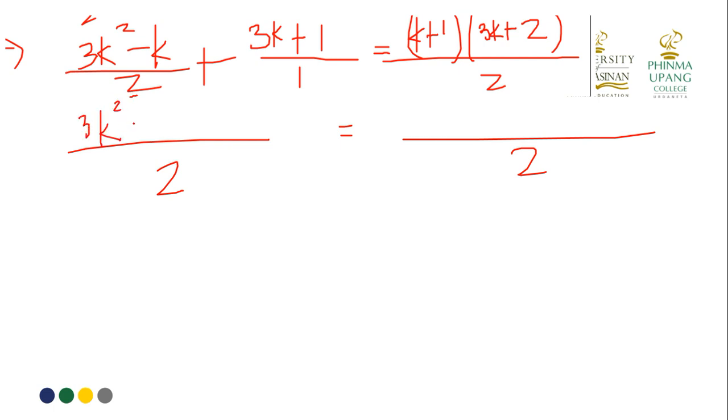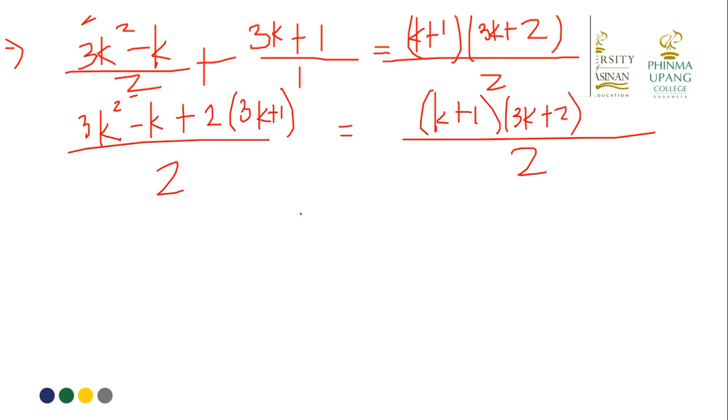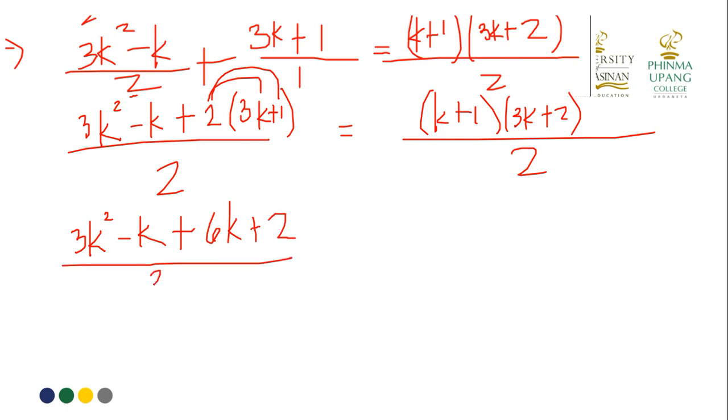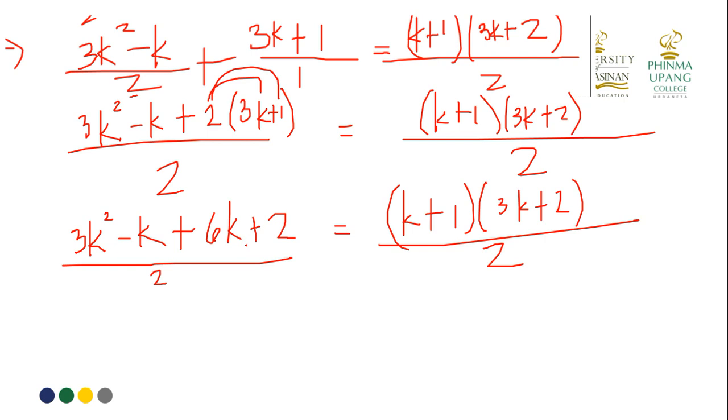3k squared minus k plus what is 2 times 1? 2. Then copy 3k plus 1. Just copy k plus 1. Then 3k plus 2. Next, what is 3? Copy 3k minus k plus what is 2 times 3k? 6k. Then 2 times 1 is 2. Plus 1. Then 3k plus 2, all over 2.